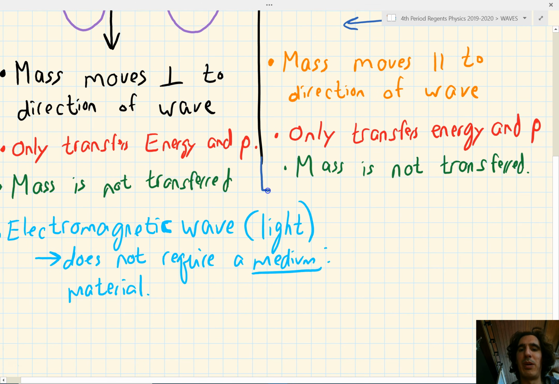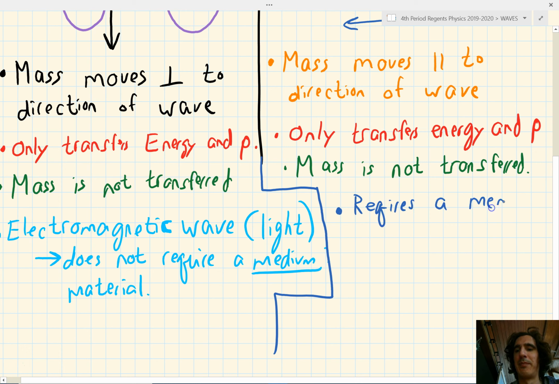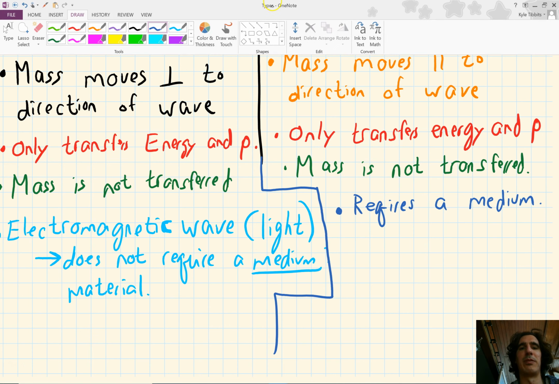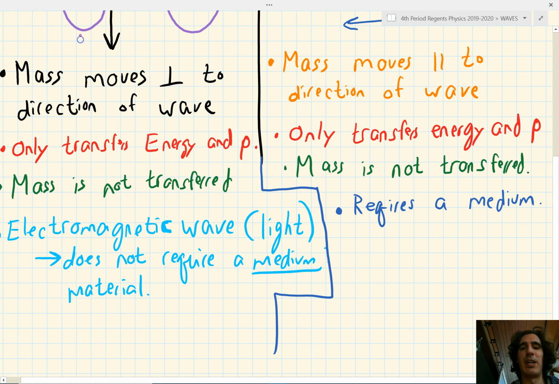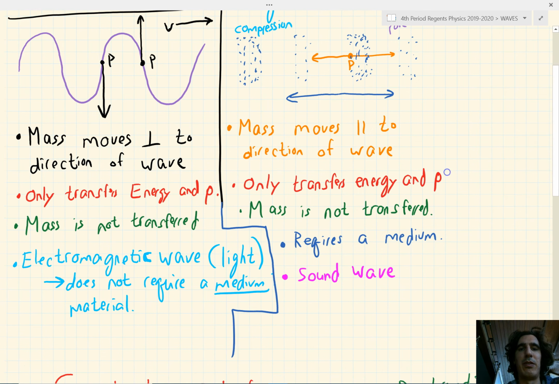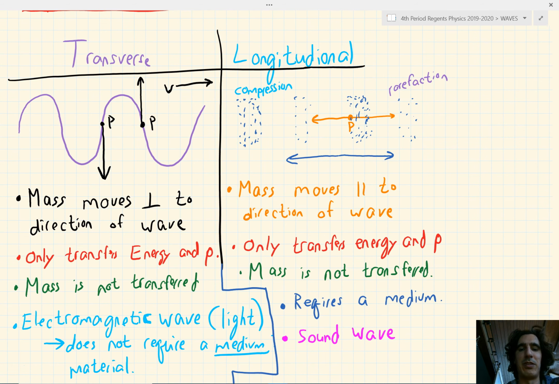No matter what type of longitudinal wave we're looking at, they all require a medium to travel within. So it requires a medium. It has to have some material for it to travel. And then lastly, the type of longitudinal wave that we're going to look at in this class is sound waves. So a sound wave is a longitudinal wave. Those are the two types of waves we'll be discussing in physics.